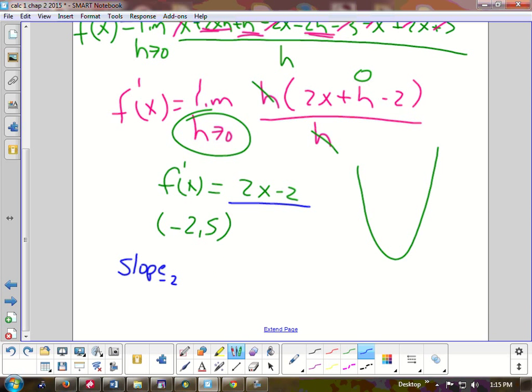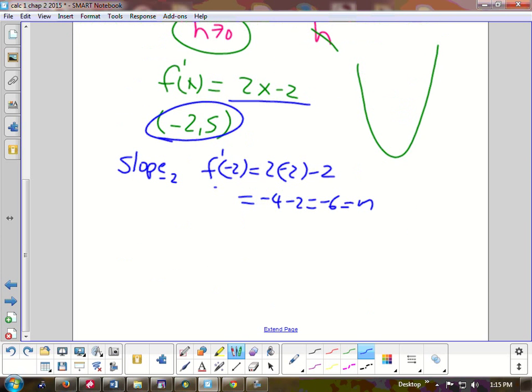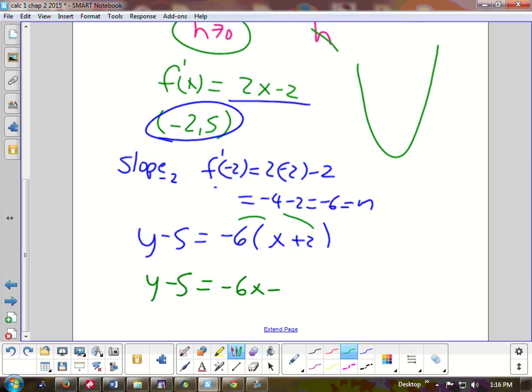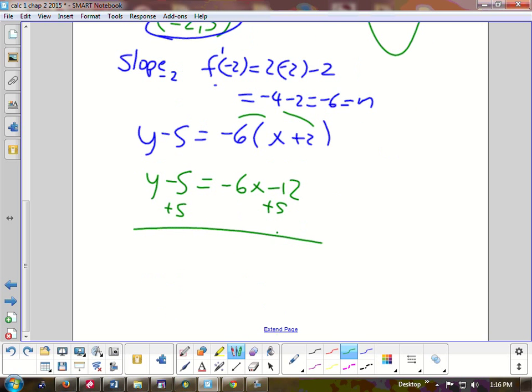So I'm going to take the derivative and put in a negative 2 and do the math, hopefully. Don't mess it up. This is negative 4 minus 2. I got negative 6. It appears to be right. It's the slope. Now I'm going to use the point negative 2, 5 and create a line. y minus 5 equals negative 6 times (x minus a negative 2), which is plus 2. We're going to distribute the 6 to each thing. So y minus 5 equals negative 6x minus 12. Let's bring this 5 over by addition, and I get y equals negative 6x minus 7.